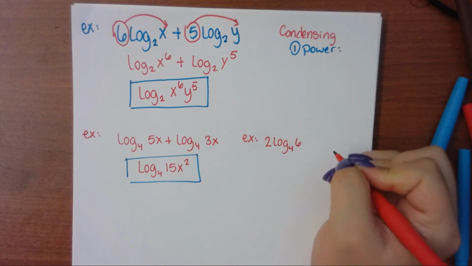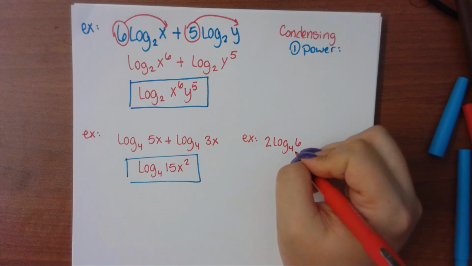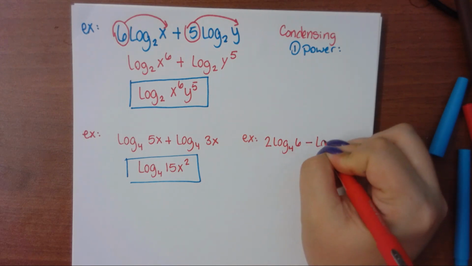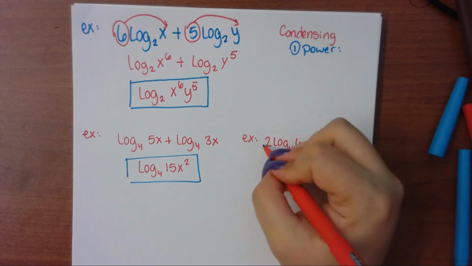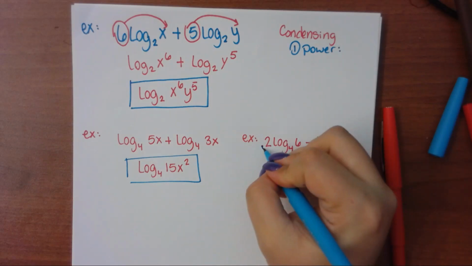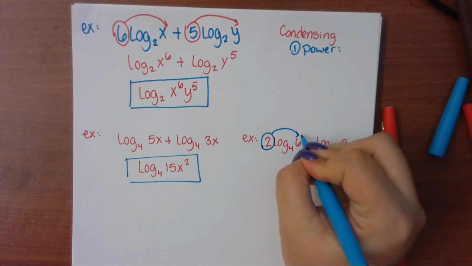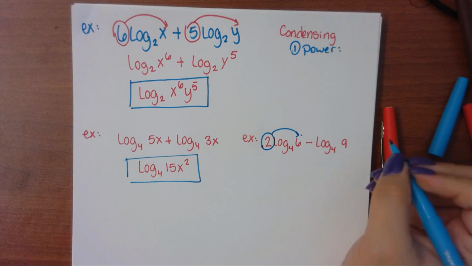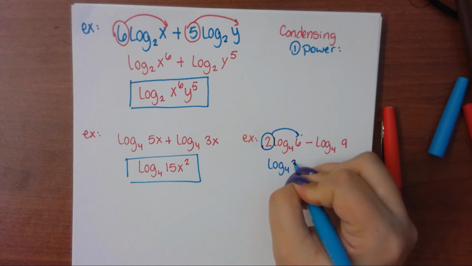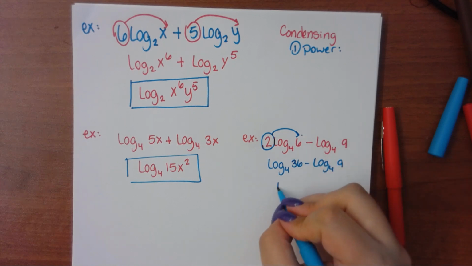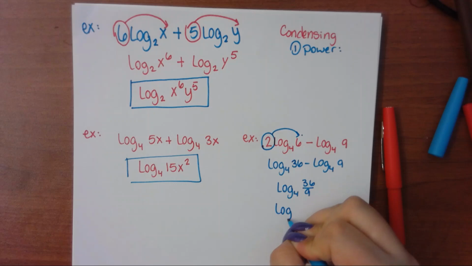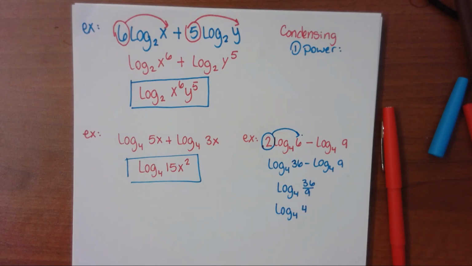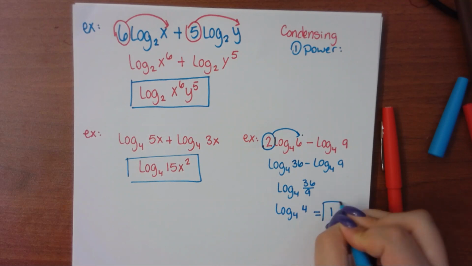So this is 2 log base 4 of x minus log base 4 of 9. I'm going to write that exponent, that 2 is an exponent. And then I'm going to have log base 4 of x squared minus log base 4 of 9. Now remember, if I have subtraction, that becomes division. So that's log base 4 of 36 divided by 9, which is log base 4 of 4. And log base 4 of 4 equals 1. So this whole thing simplified to 1.